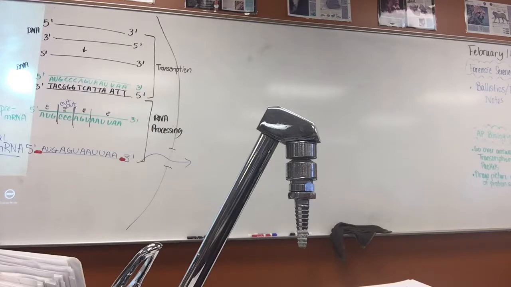15, the M in mRNA is for messenger. Why? Because it literally acts as a messenger, taking the message, which is the instructions to make a protein, from the DNA in the nucleus to the ribosome out in the cytoplasm.